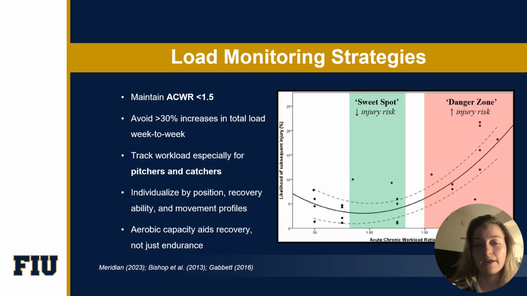With so much variability in effort and recovery across positions, we need to individualize our approach, keep the acute chronic workload ratio under 1.5, and avoid weekly volume spikes over 30%. Use pitch count tracking, sprint monitoring, and position-specific workloads. Pitchers and catchers should be flagged if they accumulate too much volume too quickly. Aerobic conditioning helps recovery across all roles, but especially for athletes who play multiple games in a row without full rest.